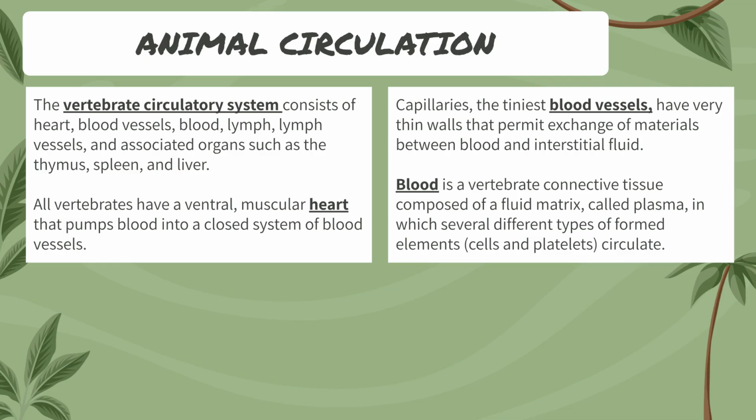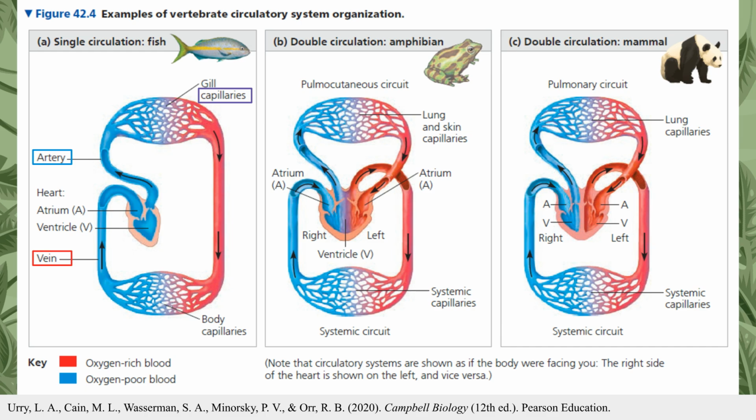The vertebrate circulatory system consists of the heart, blood vessels, lymph and lymph vessels, and associated organs such as the thymus, spleen, and liver. All vertebrates have a ventral, muscular heart that pumps blood through a closed system of vessels. Blood travels through 3 main types of vessels. Arteries carry blood away from the heart, veins return blood to the heart, and capillaries connect arteries and veins.